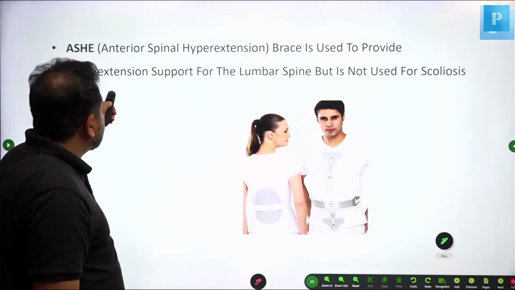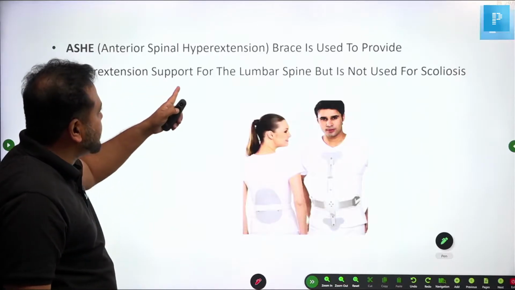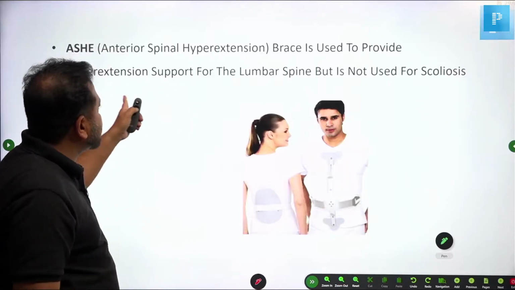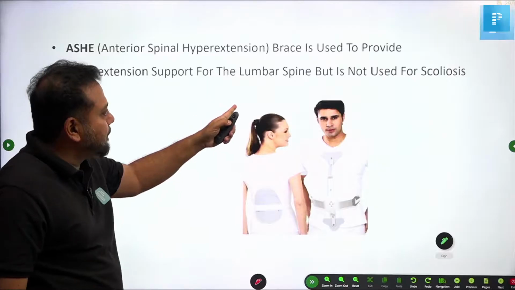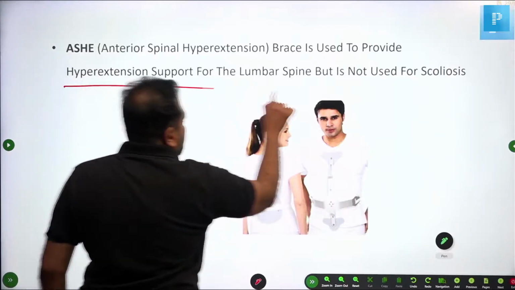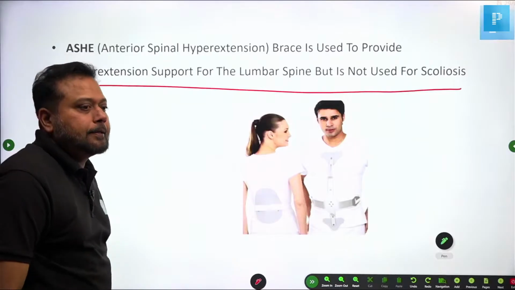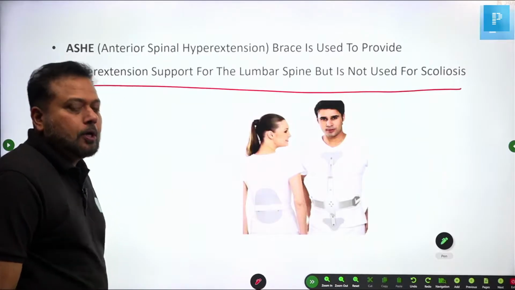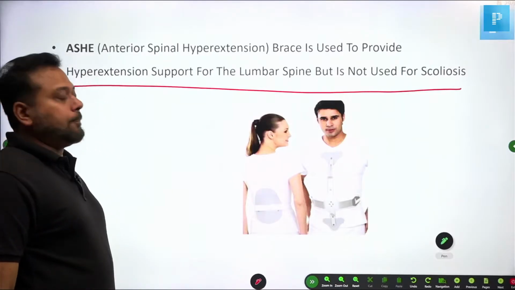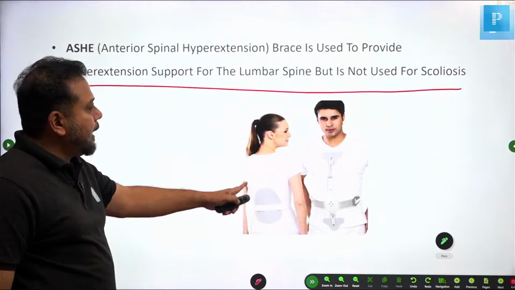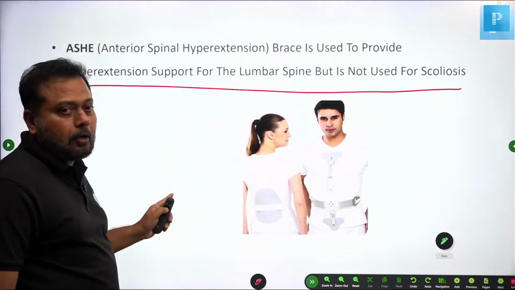Ash brace is called the anterior spinal hyperextension brace, used to provide hyperextension support for the lumbar spine, but it is not used for scoliosis. The patient is having kyphosis. To give hyperextension support, I will give this brace, and this is called Ash brace.